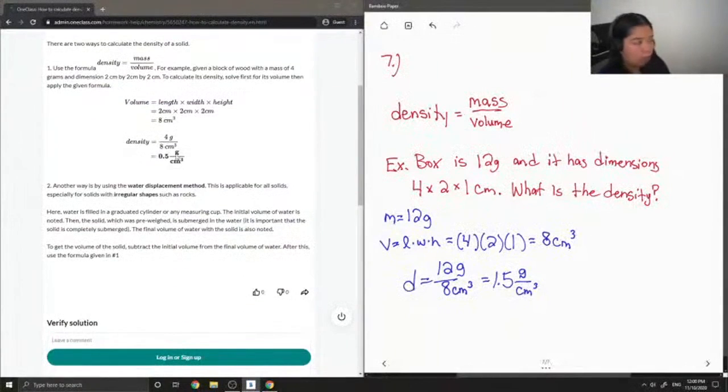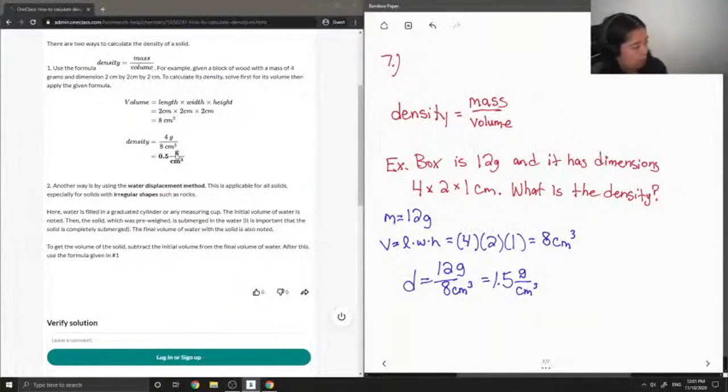So they have another way you could calculate density by using the water displacement method. This is applicable for all solids, especially for solids with irregular shapes such as rocks. So let's say we're not able to calculate the volume because it has such an irregular shape. We can use this method.